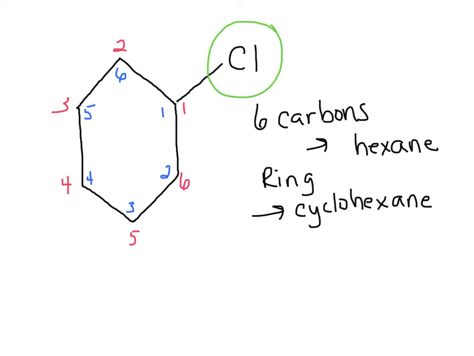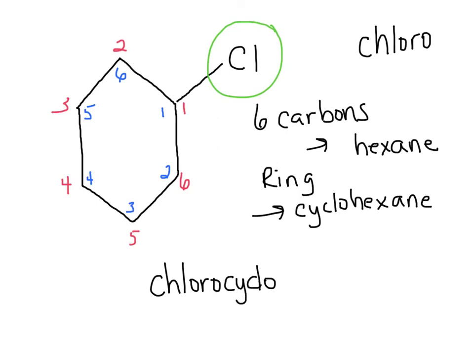I know I have a chlorine, so I know my substituent group is going to be named chloro, but I can simply name this molecule as chlorocyclohexane. Okay. I don't need to include the one, and I'm not going to really include anything that I don't absolutely have to include.